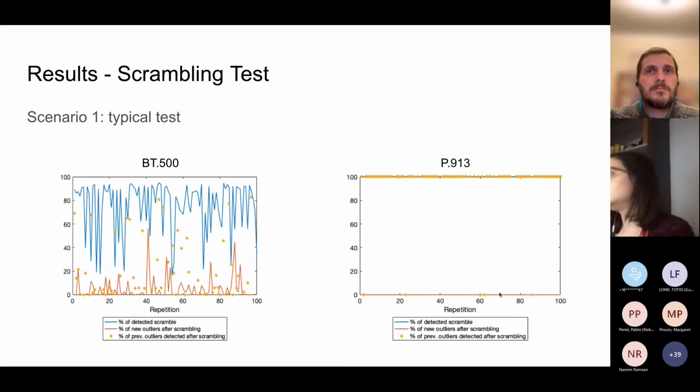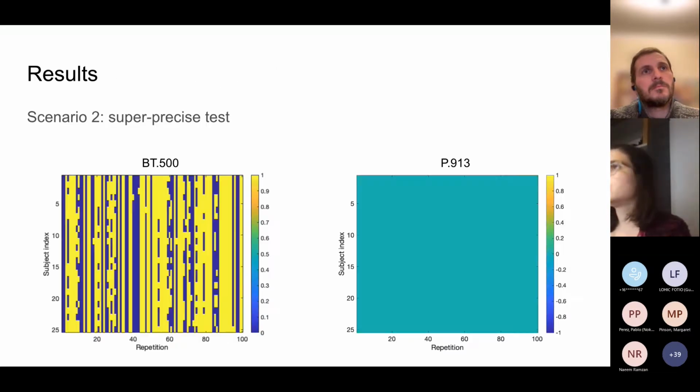So it happens in some cases during the repetitions that previous outliers are not detected anymore, because probably the distribution of the scores changed, and the value was slightly above the threshold, so that it didn't pass in the P913. Now, this was the scenario in which we had a typical test with a high standard deviation of PVSs. What happens when we have a super precise test is actually worse.